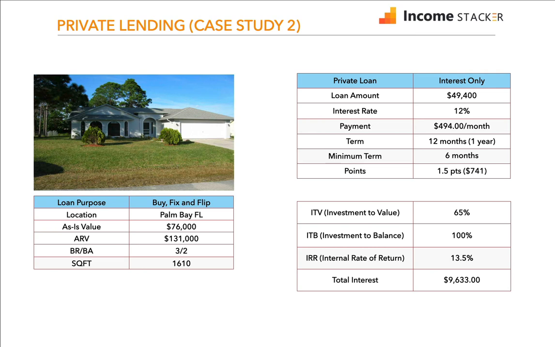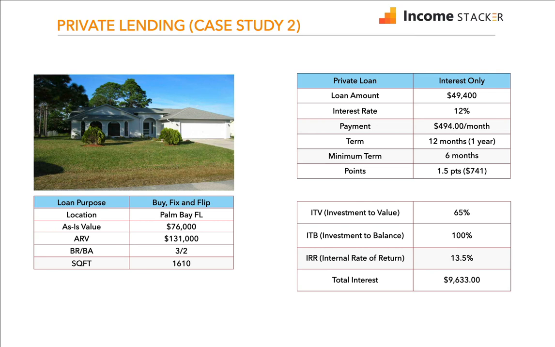We wanted some skin in the game from them, so we lent them this amount, which was roughly 65%. Again, we want to be right at 65 or below. Sometimes we go a little higher depending on the situation. So we lent them $49,400 at an interest rate of 12% straight. Their payment was $494 a month for 12 months. Again, a minimum term of 6 months and 1.5 points, or $741 up front.